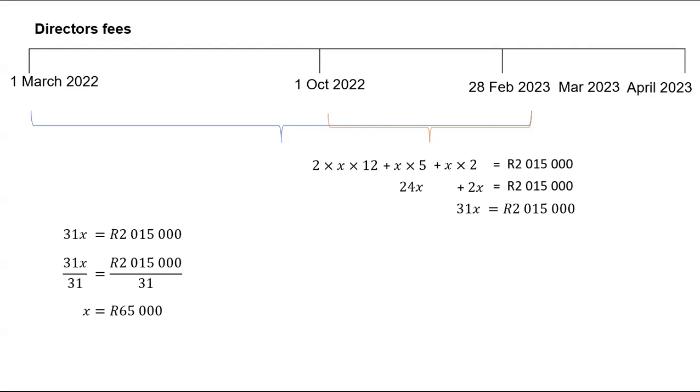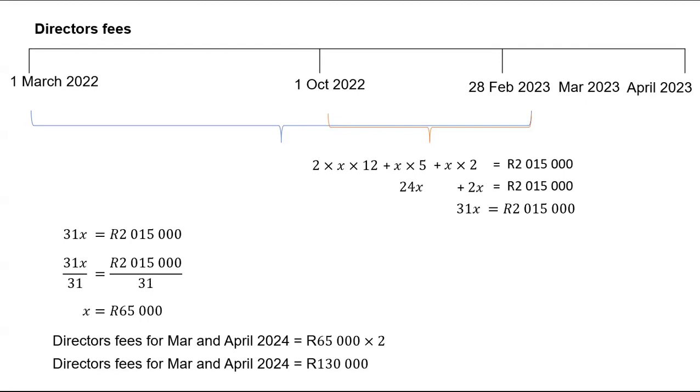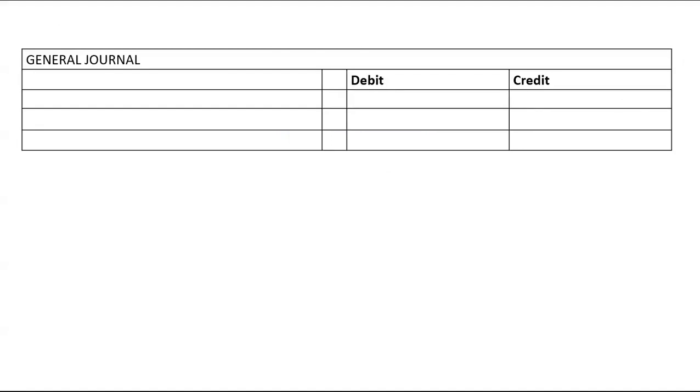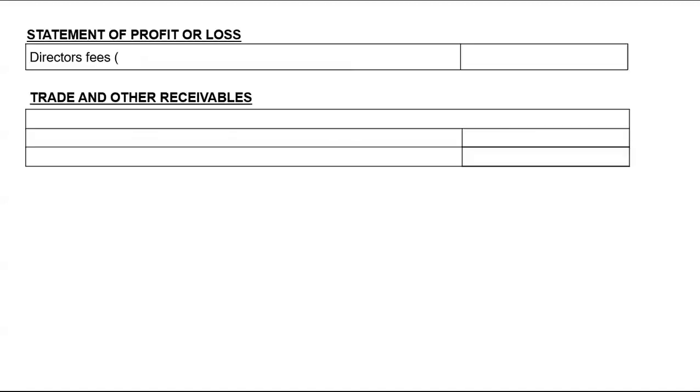So you're going to take the 65,000 rand times the 2 months that fall outside the financial year, which is March 2023 and April 2023. And that is what we call a prepaid expense. A prepaid expense is an asset, so we will debit it and then credit our director's fees expense, which will be 130,000. When we record this, our director's fees will be 2,015,000 minus that 130,000. That 130,000 will be recorded in trade and other receivables as prepaid expense.